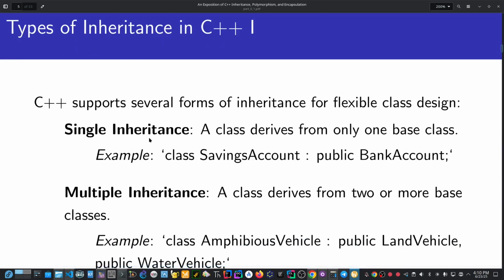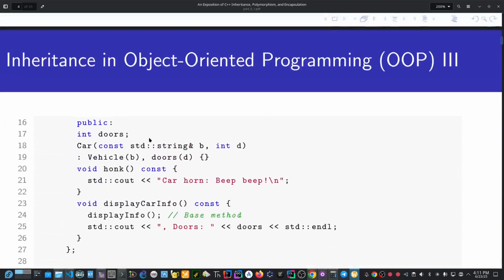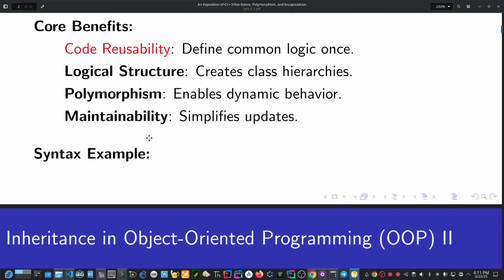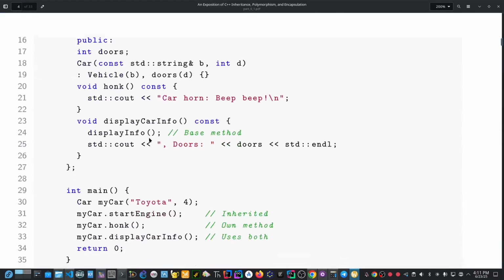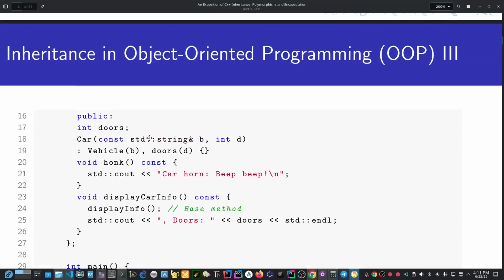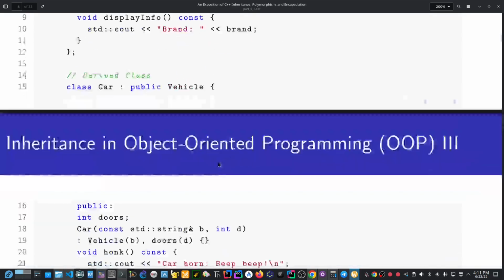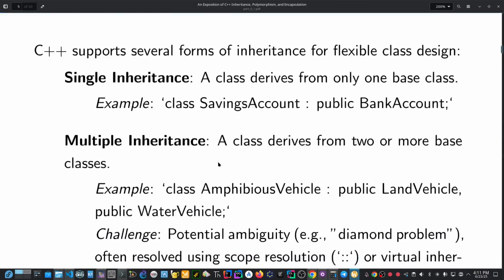Then let's move to inheritance. It's supported in several forms. Inheritance for flexible class design. You can have single inheritance, and multiple inheritance as well. You can have multiple inheritance by just separating with a comma. So instead of having only single inheritance here, like public vehicle, you can have double inheritance. You can add another comma here and add other classes, if it is multiple inheritance you want to do.